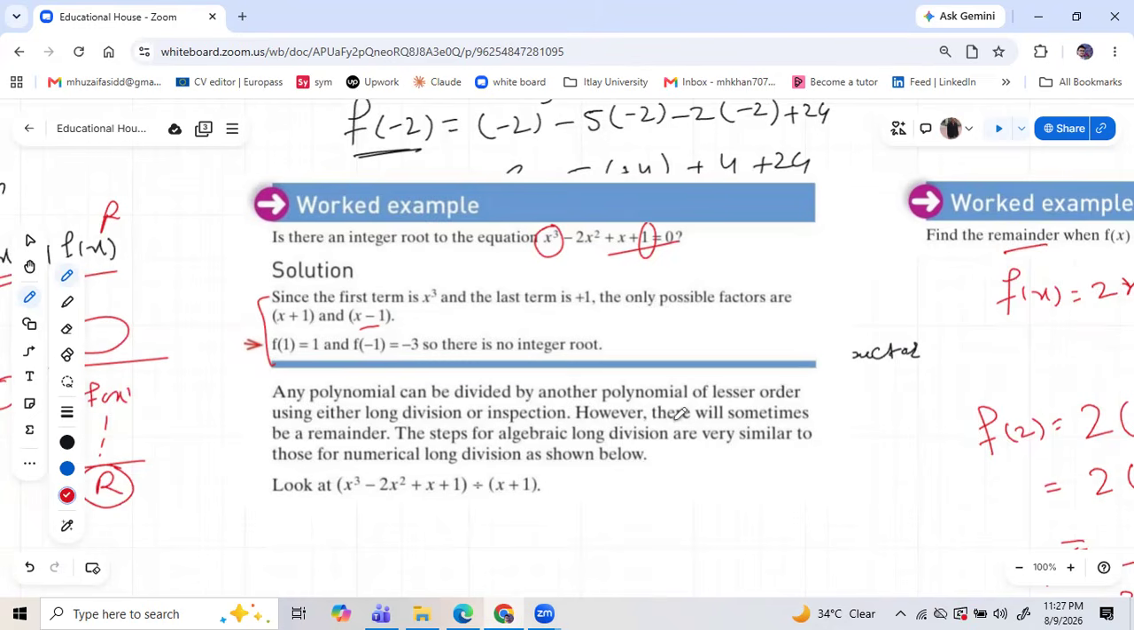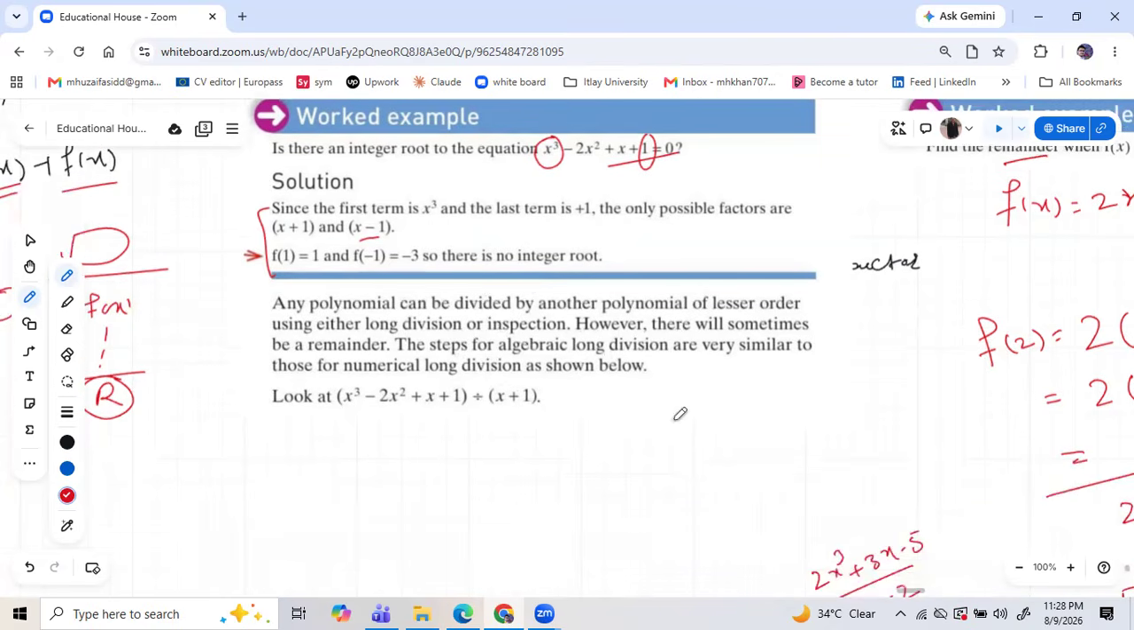But f of 1 equals 1 and f of minus 1 equals minus 3, so there is no integer root. But here I'm asking why we are setting x plus 1 and x minus 1, rather than another point like x plus 2 and x minus 2, or x plus 3 and x minus 3. Because it's a cube root, so we can put this one.